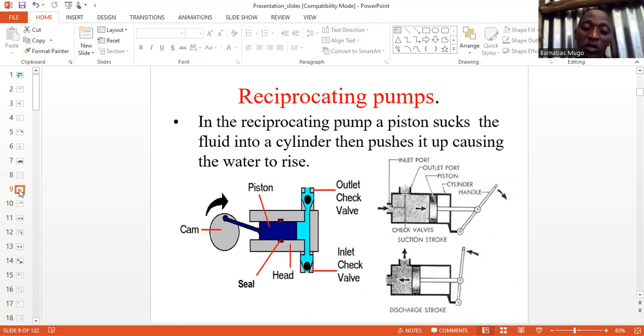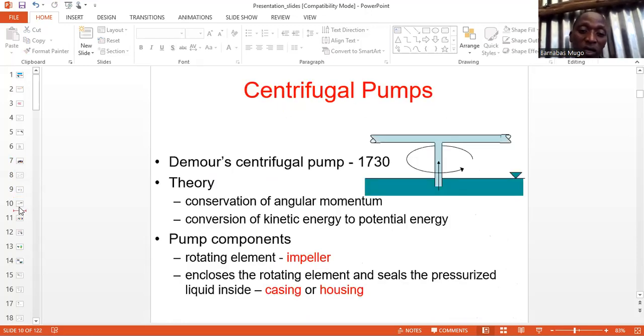Then we have the reciprocating pump. In the reciprocating pump, a piston sucks the fluid into a cylinder, then pushes it up, causing the water to rise. This one, I'm going to show a video that you can check pertaining to that.